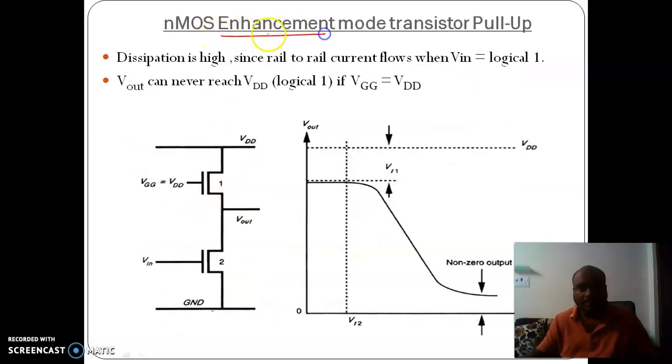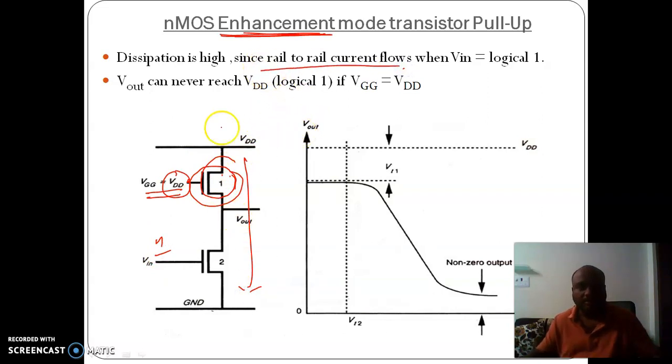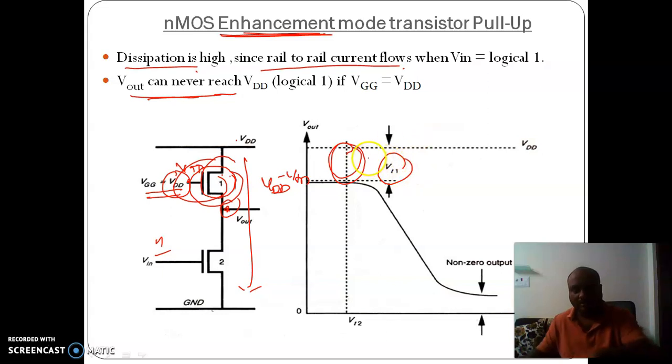Whereas if you replace the pull-up with enhancement mode instead of depletion mode, VGG should be VDD in order to always switch it on. In this case also, when input is 1, the current flows from supply to ground, rail to rail, so the dissipation is high. Whereas Vout can never reach VDD. Why? Vout will always be VDD minus VTP, that is pass transistor analysis. The output will always be a VT voltage less than VDD.